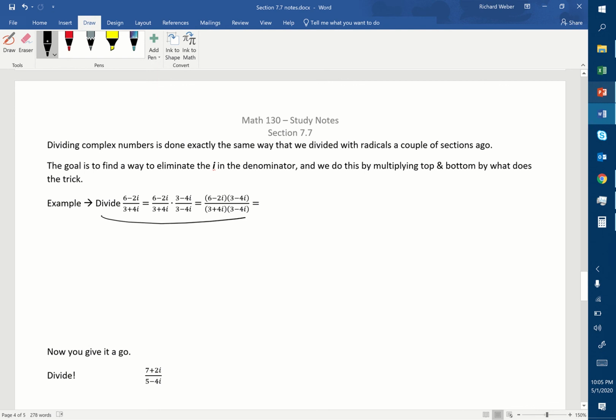Okay, look. So someone said divide these two complex numbers together. What do we choose to do here? Where'd that come from? Look.